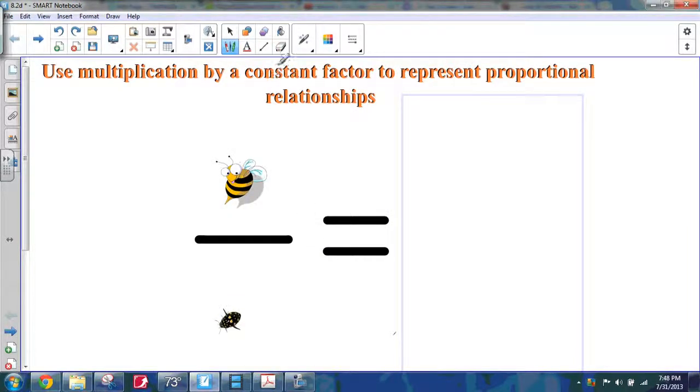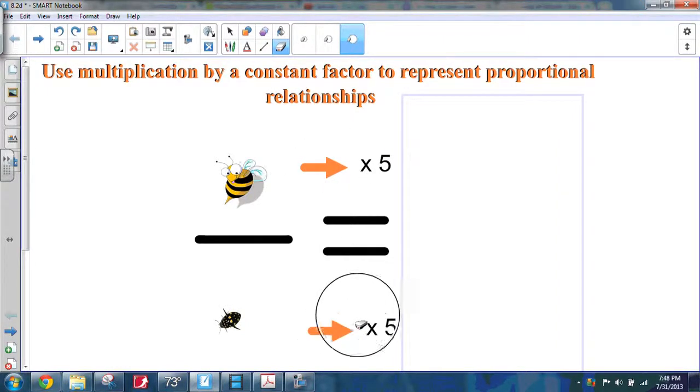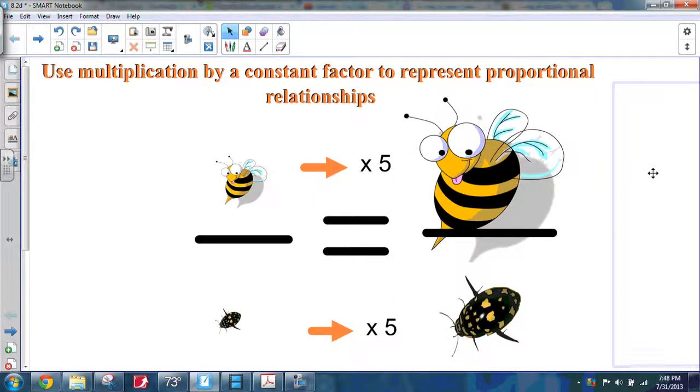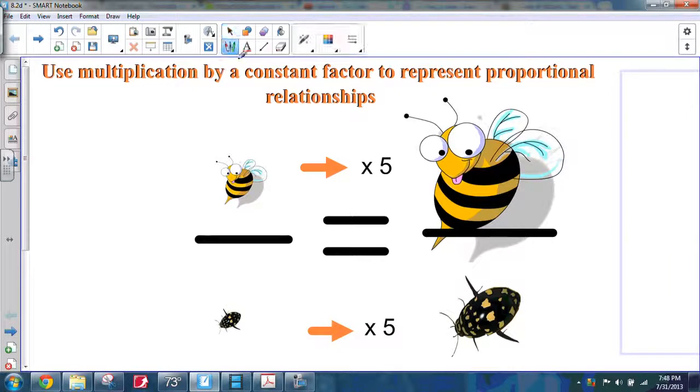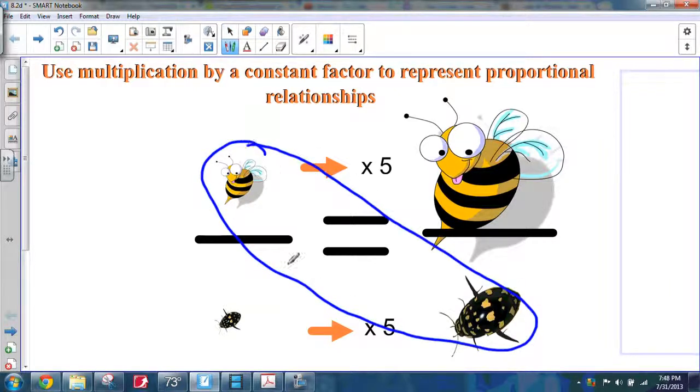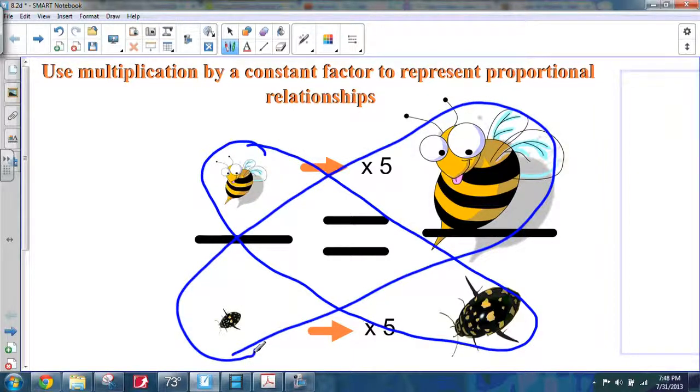Now, when this ratio is multiplied by a constant scale factor, times 5 in this case, then we form a proportion. This ratio is scaled up, and we see that it is enlarged. Now, we know this is a proportional relationship because they are being multiplied by the same scale factor. But if we didn't know the scale factor, we can equate the cross products. And if the cross product is equivalent, then the proportion is equivalent.